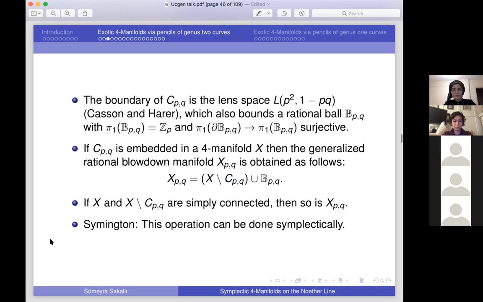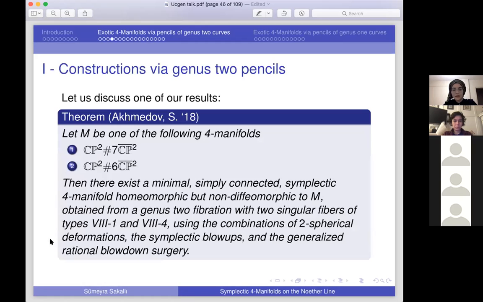Okay. And let me discuss now one of our results. Let M be one of the following four-manifolds, either complex projective plane blown up at 7 or 6 points. Then for each of them, we constructed an exotic copy of M. Again, these are minimal, simply connected, and symplectic.